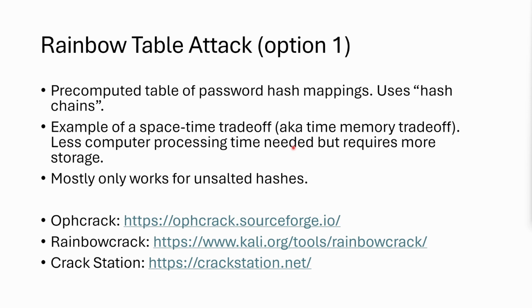On to pre-computational attacks, most commonly referred to as rainbow table attacks. This is the first option you're going to want to take. So if you're given an unsalted hash, the best and fastest way to crack that hash is to use a rainbow table attack. What it does, it uses hash chains.